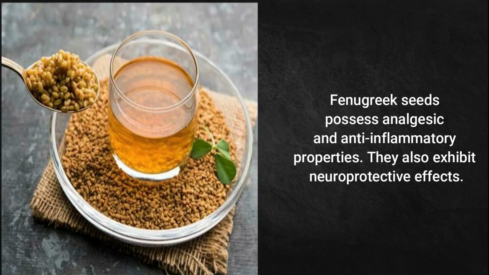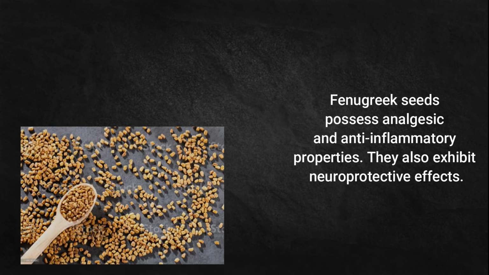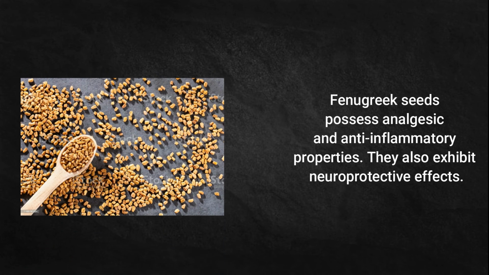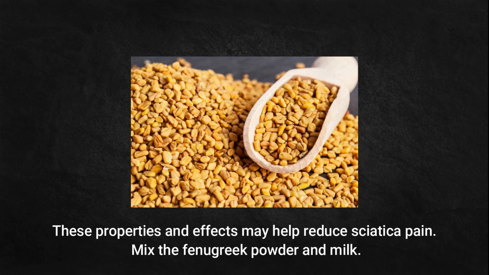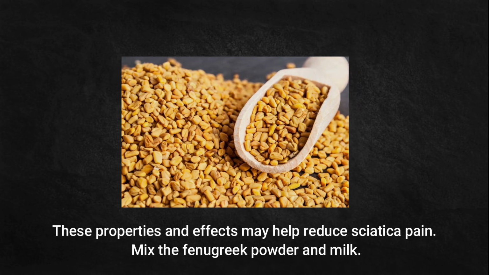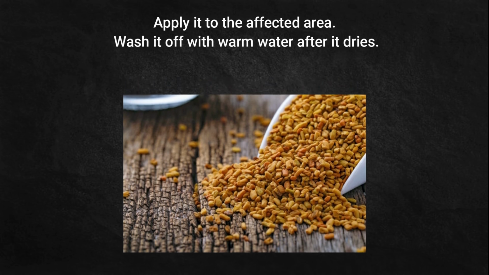Fenugreek seeds. Fenugreek seeds possess analgesic and anti-inflammatory properties. They also exhibit neuroprotective effects. These properties and effects may help reduce sciatica pain. Mix the fenugreek powder and milk and apply to the affected area. Wash it off with warm water after it dries.